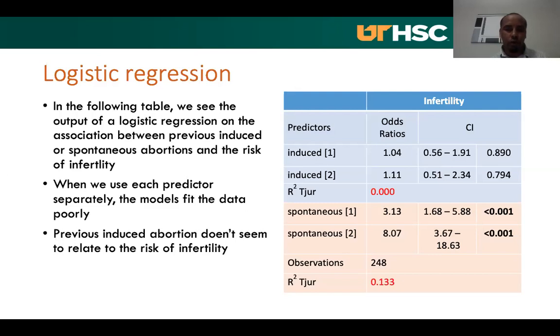As we adjust for additional variables, the predictive capacity of the model improves, and also based on the variable itself. So for example, for spontaneous abortion, we have a pseudo R square of 0.133.